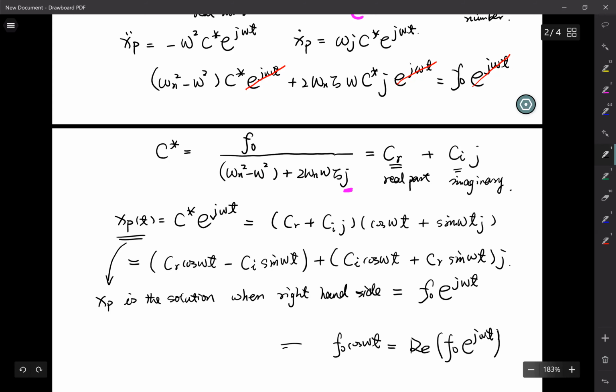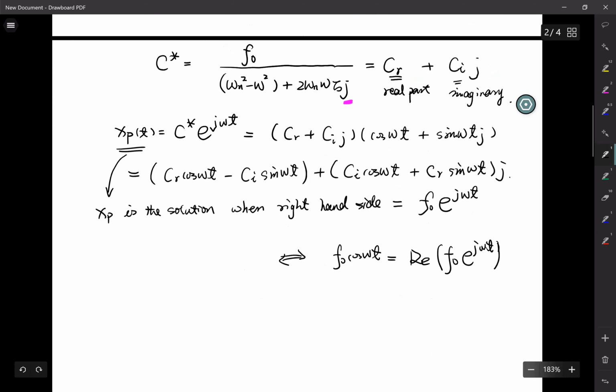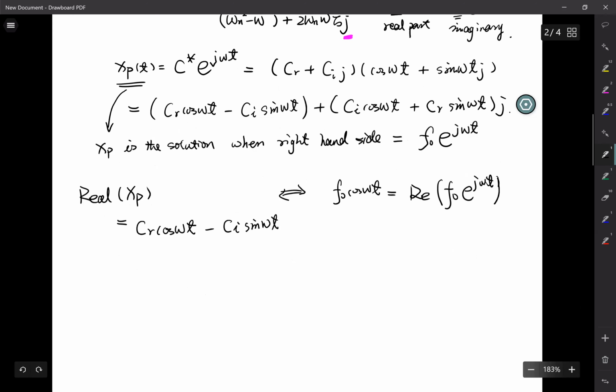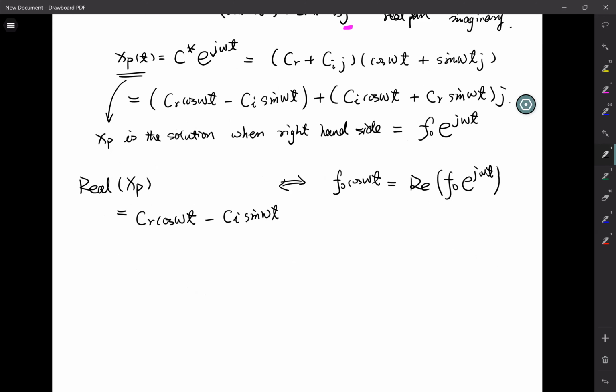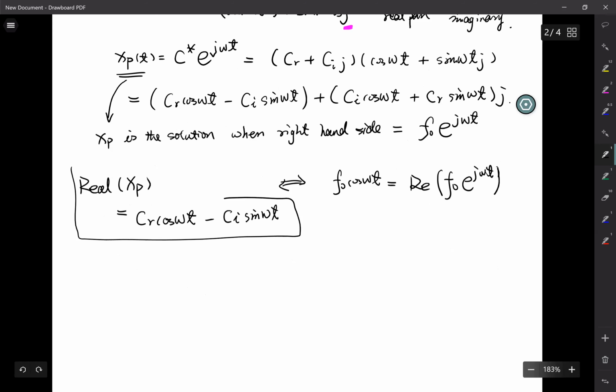So that means equivalently, we only need the real part of X_P, because the force on the right-hand side is cosine, which is only the real part of this e^(j omega t). So your solution is only the real part as well. So that's C_R cosine omega t minus C_I sine omega t. So that's your solution.